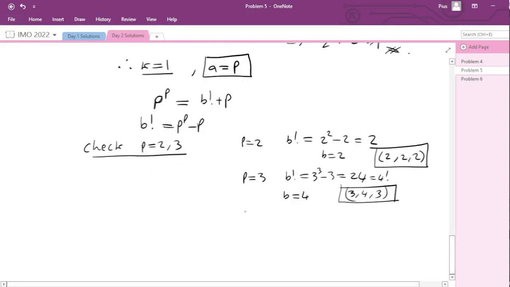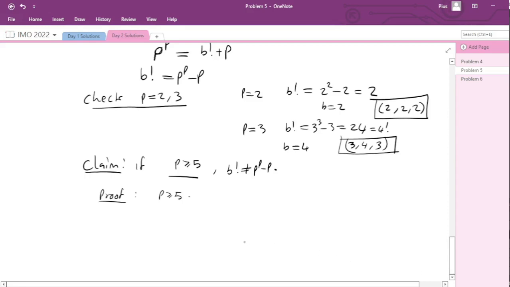So apart from this, if we check 5, we see that 5 is not going to work. So actually, we're going to claim that if p is greater than or equal to 5, then we cannot have this. So we're going to assume we have that, and we expect a contradiction. So the assumption now is that p is greater than or equal to 5.